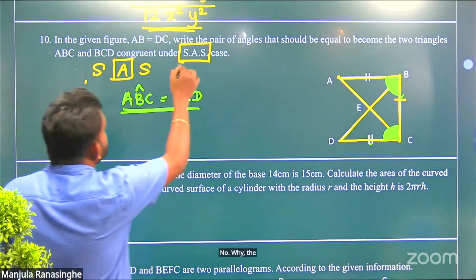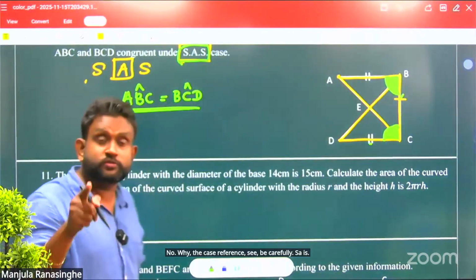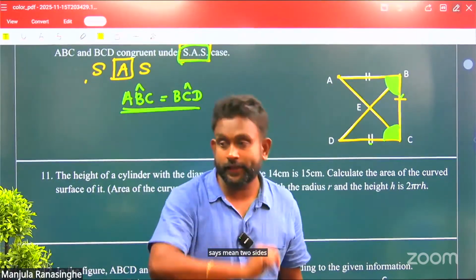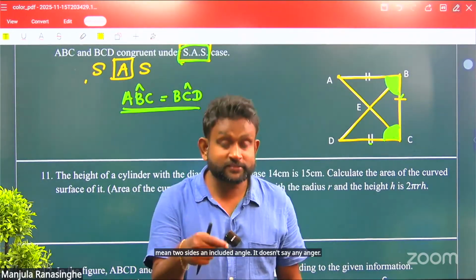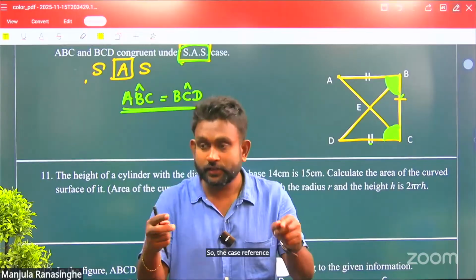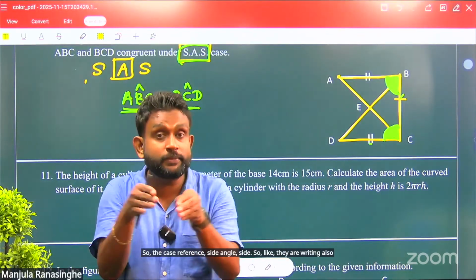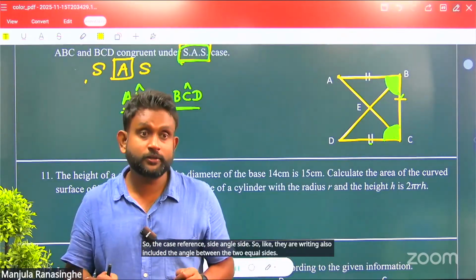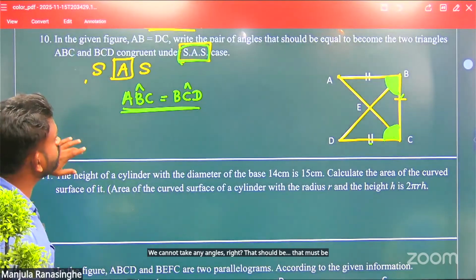Sir, can't we say any other angle in the triangle is equal? No. Why? The case reference. Be careful. SAS means two sides and the included angle. It doesn't say any angle. So in the case reference, side-angle-side, like they are writing, it is the angle between the two equal sides. You cannot take any angle. It must be the angle included between both equal sides.